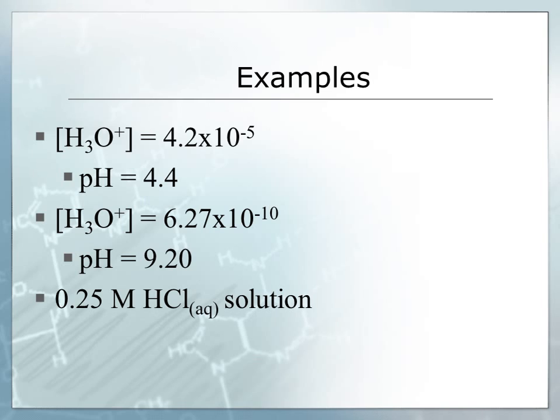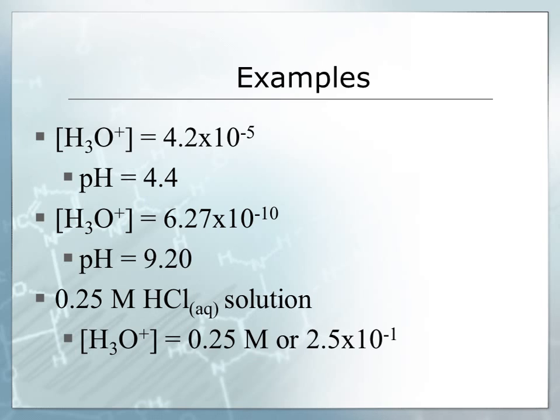We know that hydrochloric acid is a strong acid, so it's going to dissociate completely. For every hydrochloric acid that dissociates, we get 1 hydrogen ion, so it's a 1-to-1 ratio. All 0.25 molar of it will dissociate, meaning the concentration of the hydrogen ion would also be 0.25 molar. Taking the negative log of 0.25, we come up with a very low pH of 0.60. Notice that pH is a unitless value, so you would not report any units of measure.